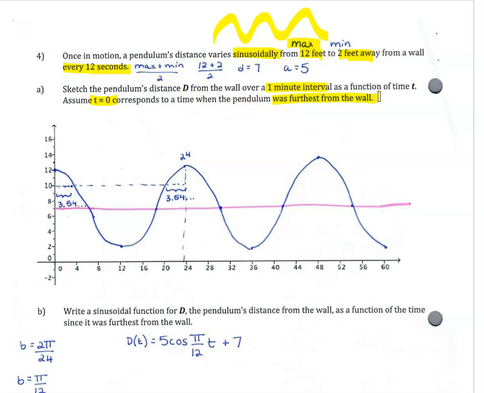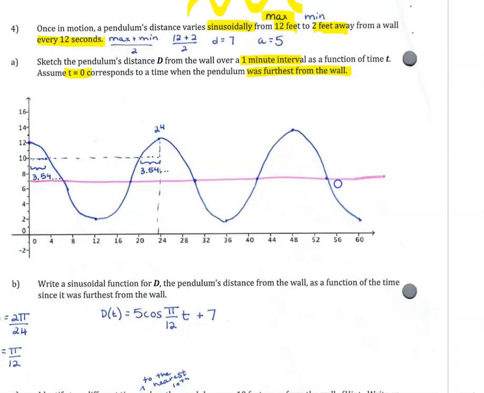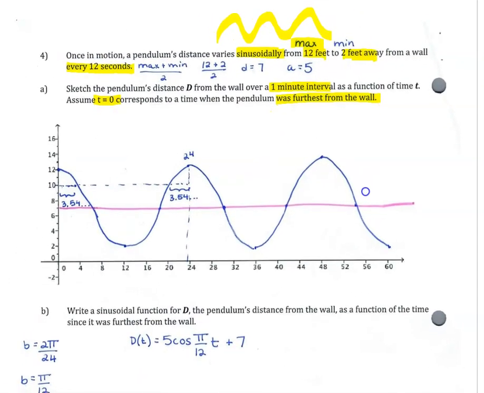All right, so once in motion, the pendulum's distance varies sinusoidally from 12 feet to 2 feet away from a wall. So we're going to start with its furthest away, so its maximum, which would be at 12 feet. So that's why you guys are seeing this right here. Okay, now between 12 and 2, if I take the average of those, that's 7. That's your midline. And that's why you're seeing this. Let me throw a little label here. y equals 7, a horizontal line being graphed.